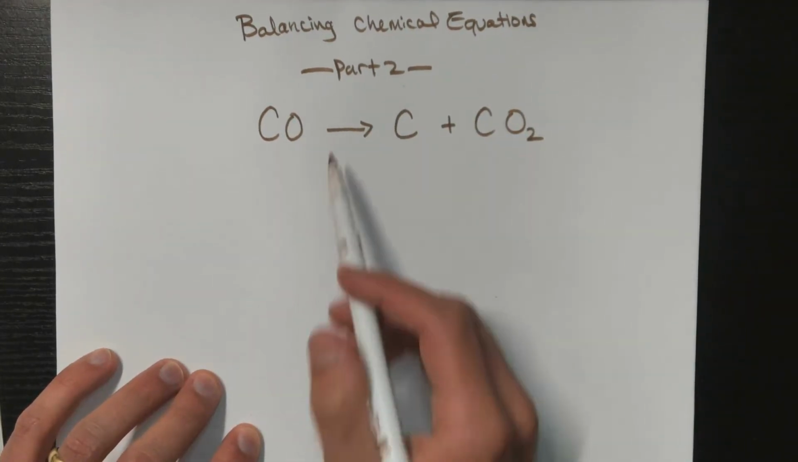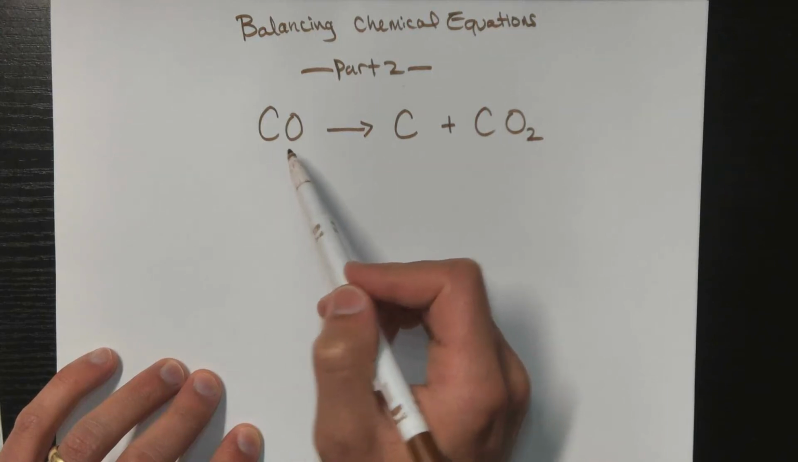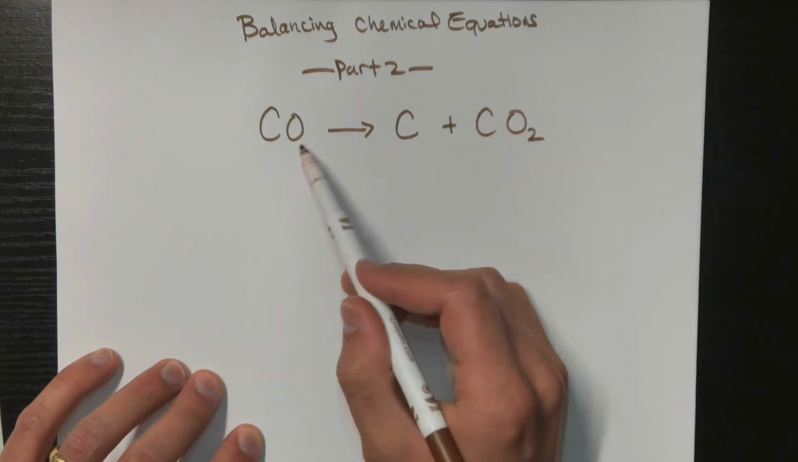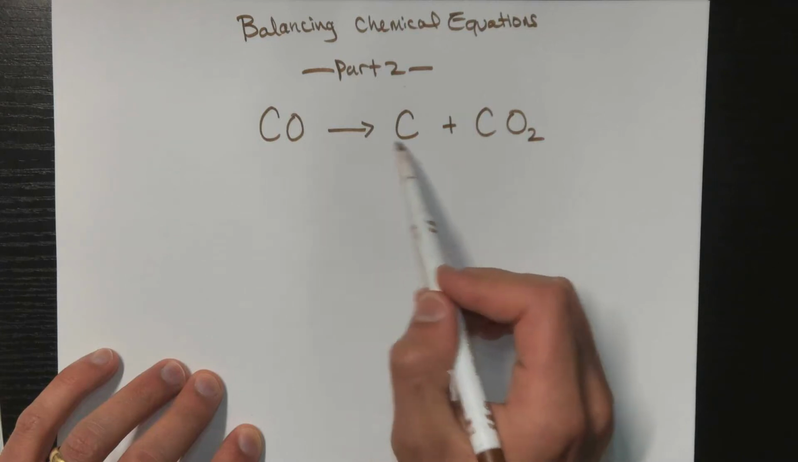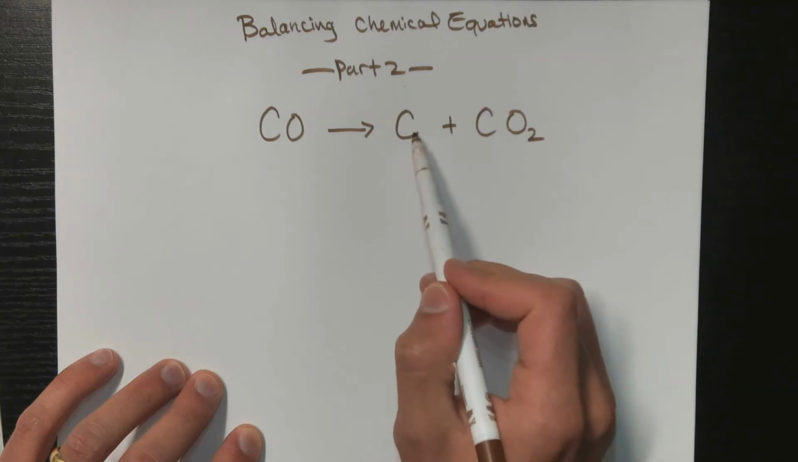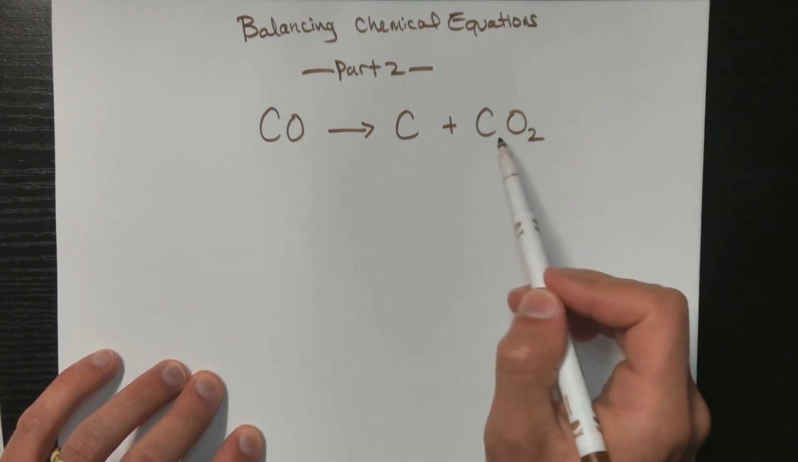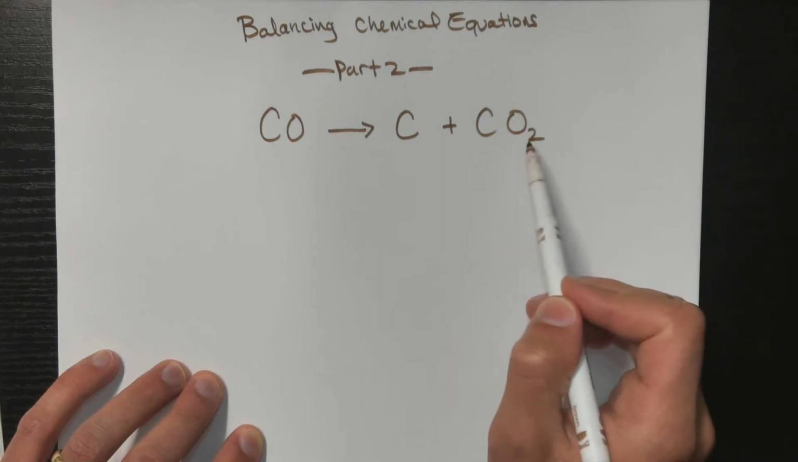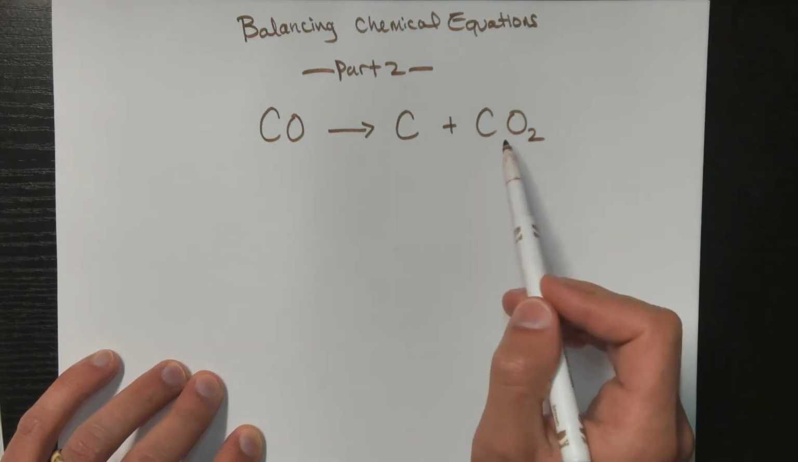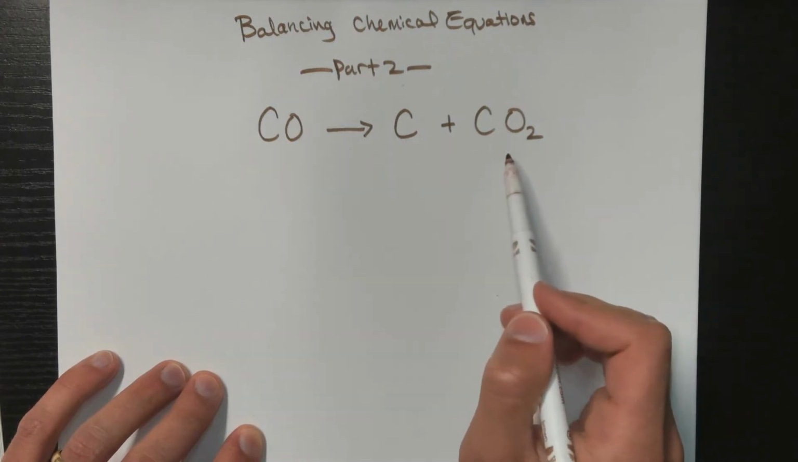We'll start off with one chemical equation. This equation is carbon monoxide, which is a toxic gas and released by cars as uncombusted exhaust. The products here are solid carbon, that's just elemental carbon, and carbon dioxide. So this is a simple decomposition reaction where you have one thing breaking apart into two things.